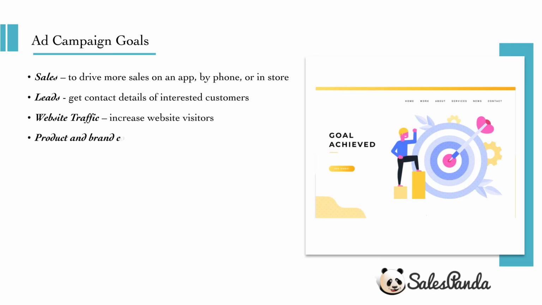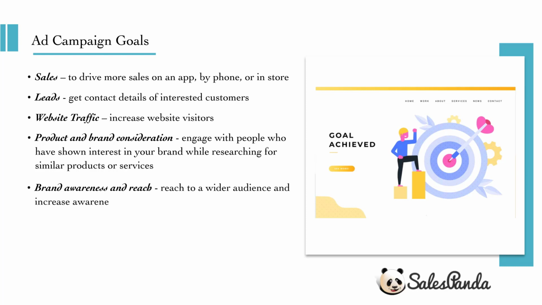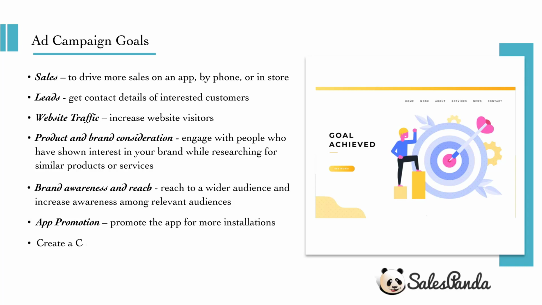Website traffic goal is chosen to drive potential customers to your website. Product and brand consideration goal helps you engage with people who have shown interest in your brand while researching for products or services. Brand awareness and reach goal helps you reach a wider audience and increase awareness among relevant audiences. App promotion goal is selected to promote the app so that more and more people download and install it. We can create a campaign without any goal too.